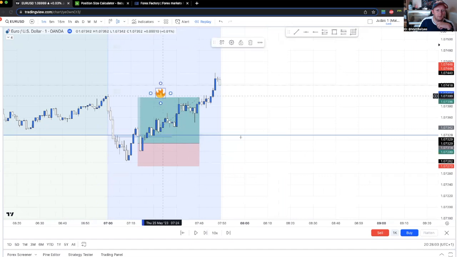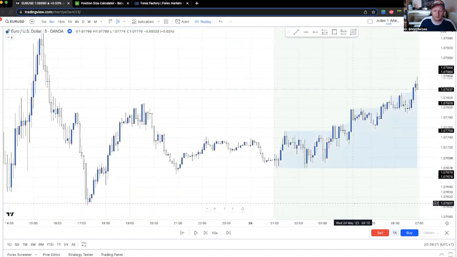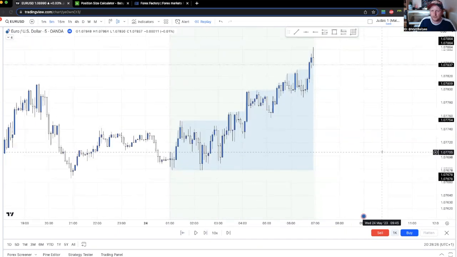So we got take profit. Let's go to the previous day, so I'm not cherry picking my trade. You can check the dates down the bottom here. This is the 24th of May. We are working our way backwards from the first trade I took.